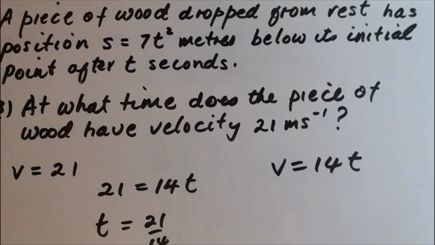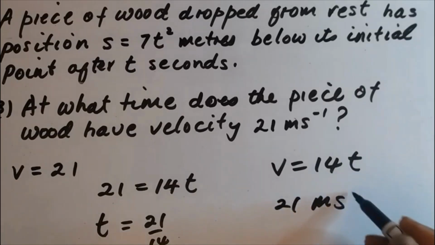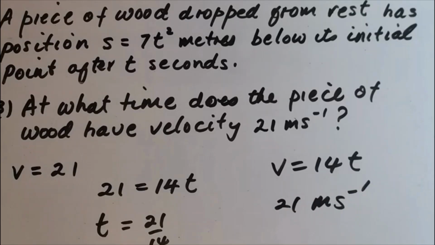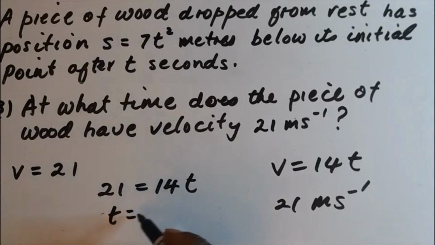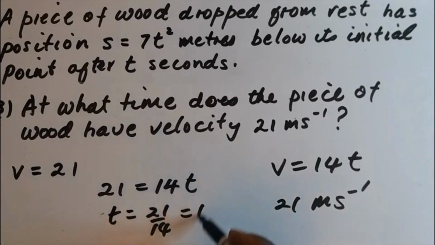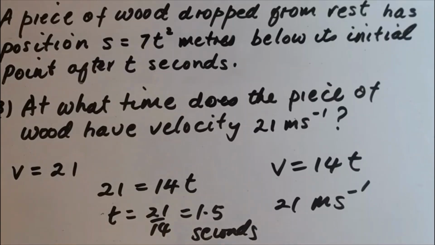So hence, the piece of wood has velocity of 21 meters per second. Let me just write this clearly here. So t is equal to 21 over 14, which is equal to 1.5 seconds. And to summarize, the piece of wood has velocity of 21 meters per second after 1.5 seconds.